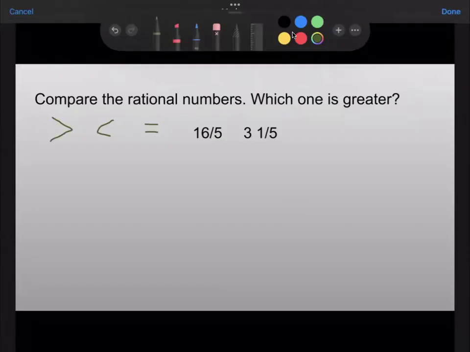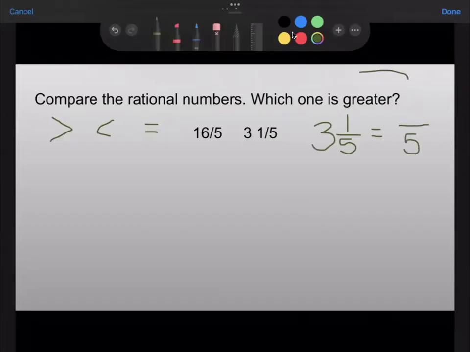Right now we have an improper fraction and a mixed number. So my choice is to either turn the 16 over 5 into a mixed number so I can compare those, or to turn the 3 and 1/5 into an improper fraction so I can compare those. And I think I'm going to do the second one. I'm going to turn 3 and 1/5 into an improper fraction. The way that I do that, and I'm going to rewrite this here, is I'm going to keep 5 as the denominator. The denominator stays the same.